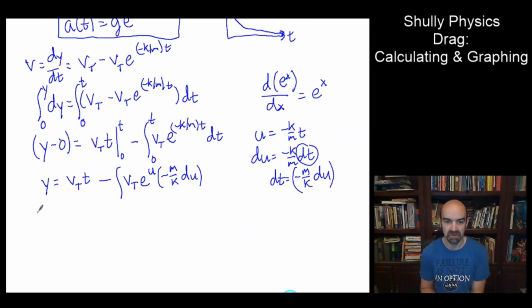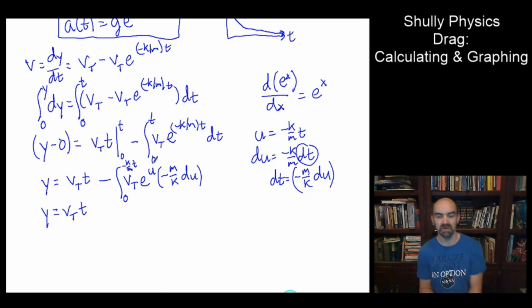Let's keep it going. Solve the integral. Oh, what about my bounds? I've got to plug in a 0 for t. So when t equals 0, u equals 0. When t equals t, plug in a t, then u equals negative k over m t. And that's how we don't lose our time. Little expression here.